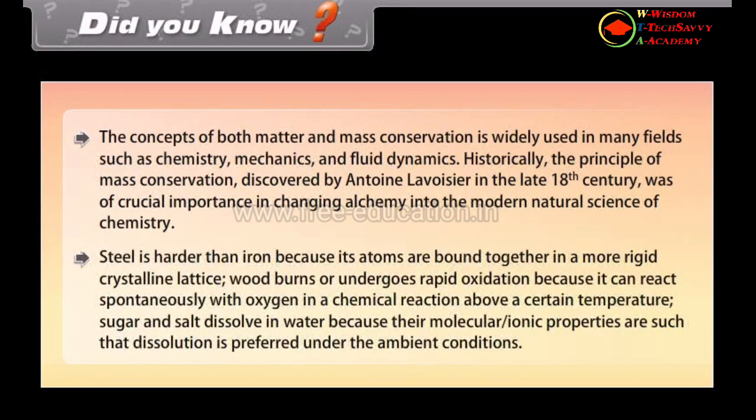Steel is harder than iron because its atoms are bound together in a more rigid crystalline lattice. Wood burns or undergoes rapid oxidation because it can react spontaneously with oxygen in a chemical reaction above a certain temperature. Sugar and salt dissolve in water because their molecular ionic properties are such that dissolution is preferred under the ambient conditions.